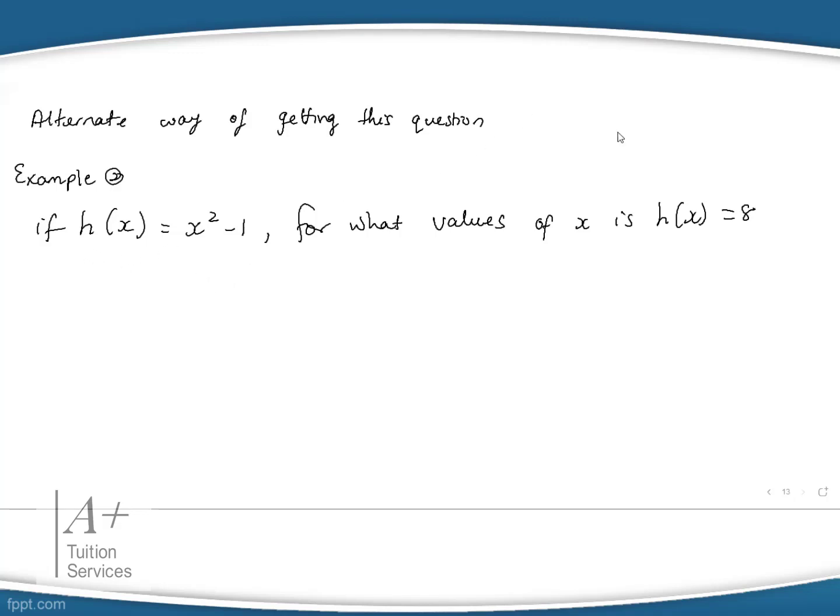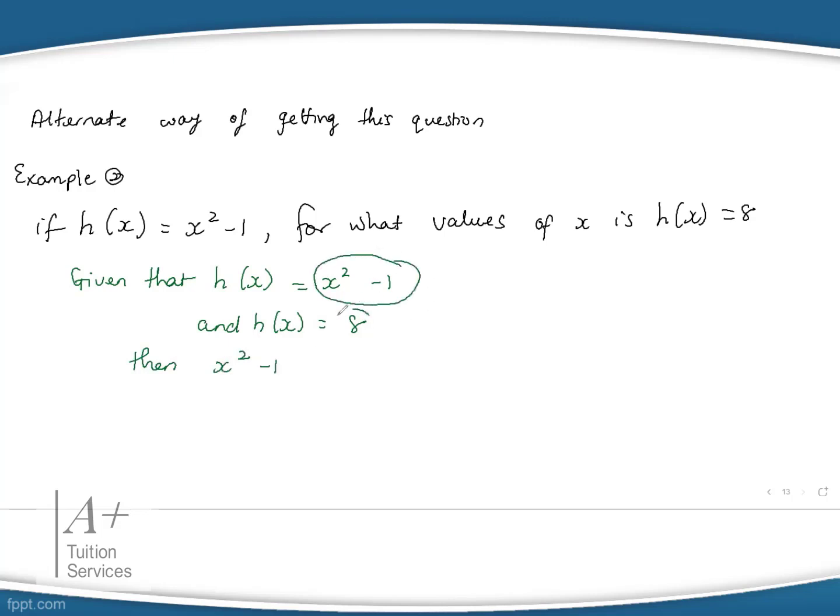So given that, we're going to work it now. Given that h of x is equal to x squared minus 1 and h of x is equal to 8, then we can say, from a little common sense, x squared minus 1, which is this here, is equal to this. Because if h of x is equal to x squared minus 1 and h of x is equal to 8, then we can say x squared minus 1 is equal to 8, right? And then we can say x squared is equal to 8 plus 1. You want to shift this over here to make x squared the subject. And x squared is equal to 9.